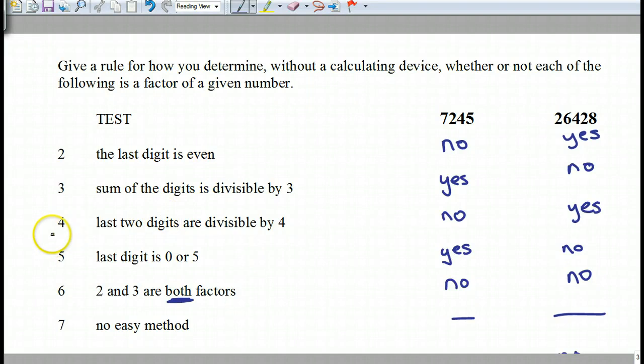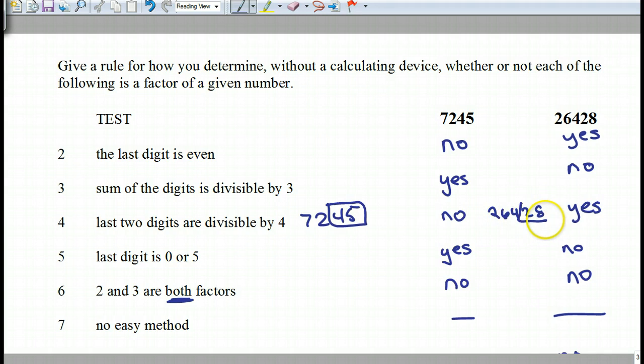All right, so let's see if 4 is divisible. All you're going to do is take the last 2 digits. On 7245, all you're going to look at is the number 45. Nope, so that's not divisible. And is 28 divisible by 4? Yes, it is. So you're just looking at the last 2 digits there.